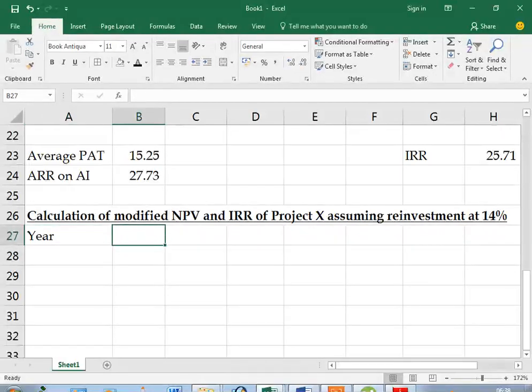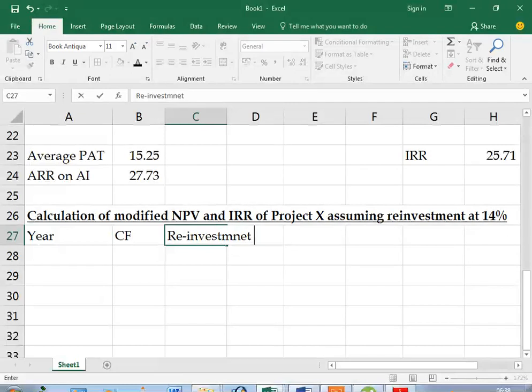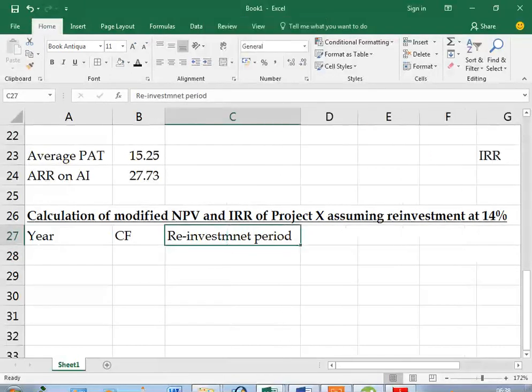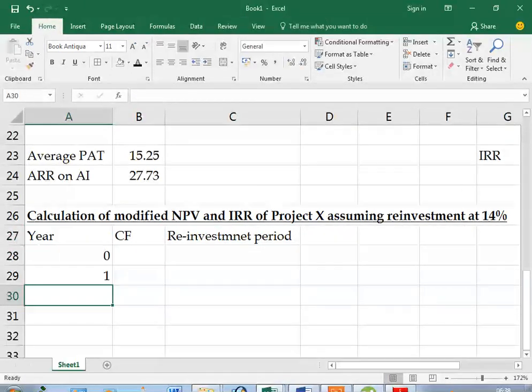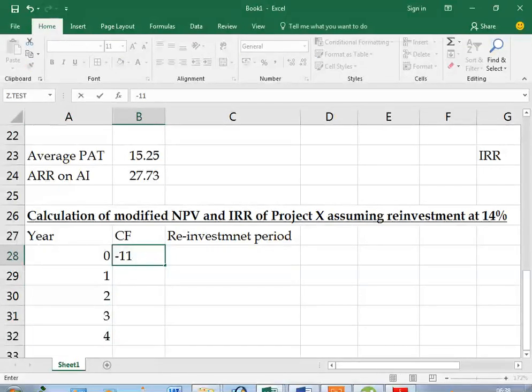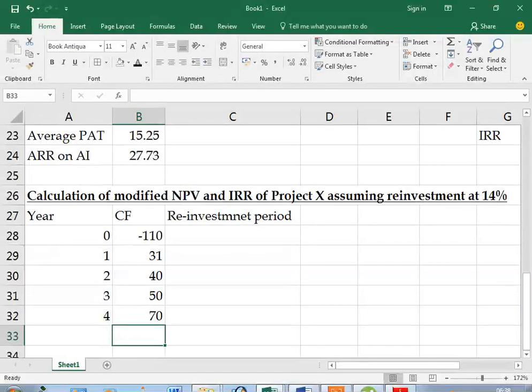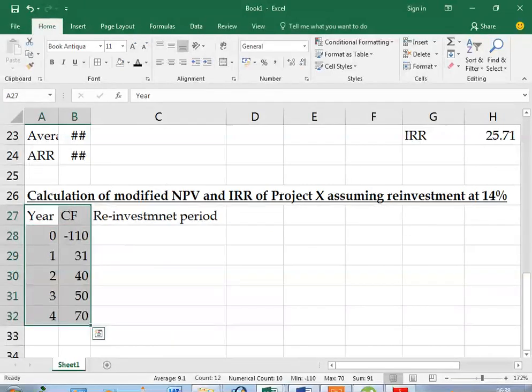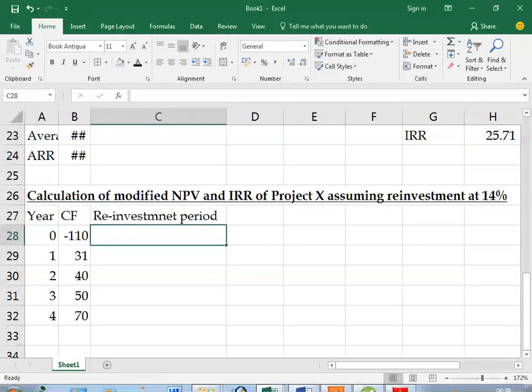Listen for some time now. Here cash flow, reinvestment period. Now here is 0, 1, 2, 3, 4. The cash flows which I get is 110, 31, 40, 50 and 70. These are the cash flows which are given in the question. Now what this technique says is that whatever you receive will get reinvested. Now what I spend in year 0 is an outflow, so let's ignore reinvestment there.